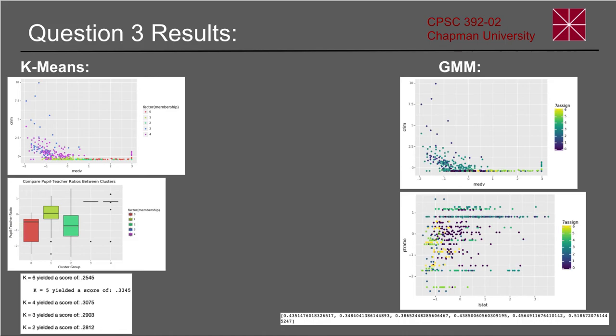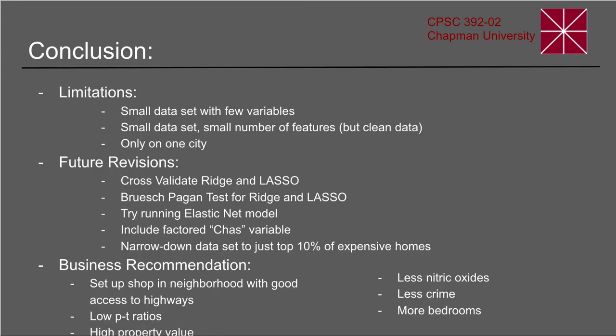And interestingly, you can see that groups 5 and 6 from the Gaussian mixture model had a lot of similarities with groups 0 and 2, again, the red and the green from the k-means model, in regard to several key indicators for the pupil to teacher ratio. Finally, to conclude, although the data was very clean and precise, I would have liked more features and just more than one city.